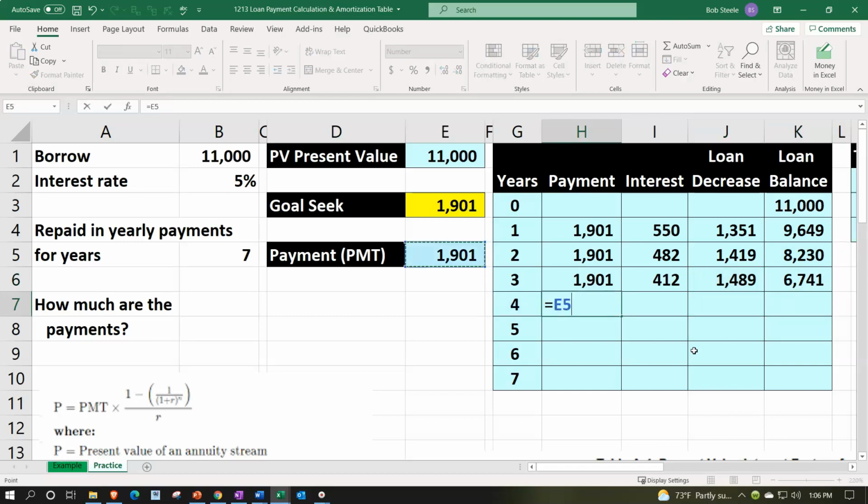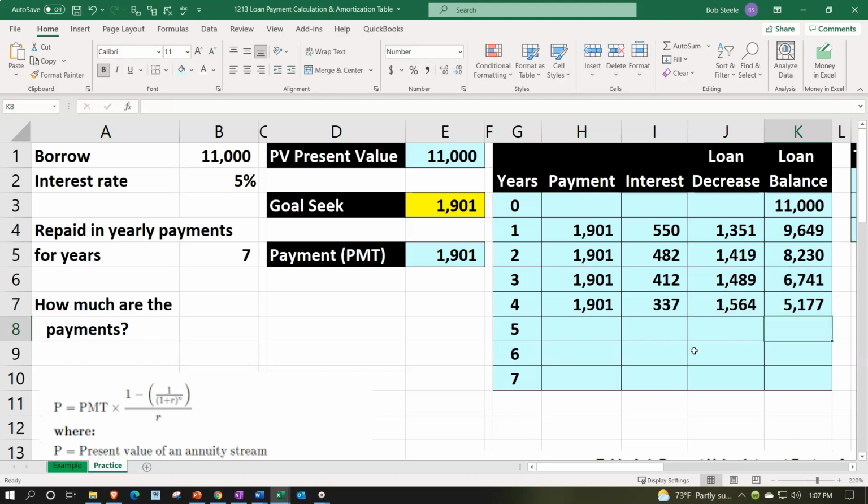So we're going to pay, once again, the 1,901 in year 4. Now the interest is going to be the 6,741 times the rate, which is 5%. And so we paid the same amount, 1,901, but the rent or interest has gone down, 337, meaning the decrease in the loan goes up. And our prior loan balance was the 6,741 minus the 1,564. So new loan balance, 5,177.